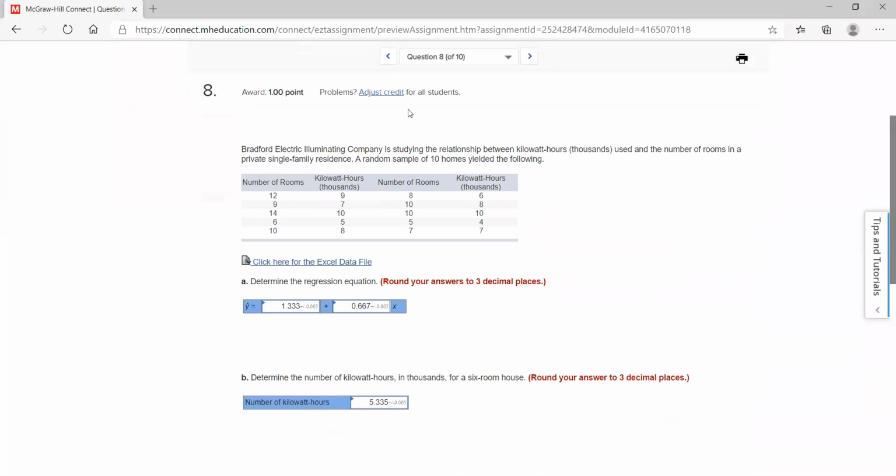Here's problem 8. And again, on problem 8, here's your regression equation, a plus bx. Notice you've got number of rooms and kilowatt hours. So x will be the number of rooms, and your kilowatt hours is your dependent variable. That's going to be y. And they're going to have you plug in for a 6-room house. You're going to plug 6 into your equation to get your number of kilowatt hours.